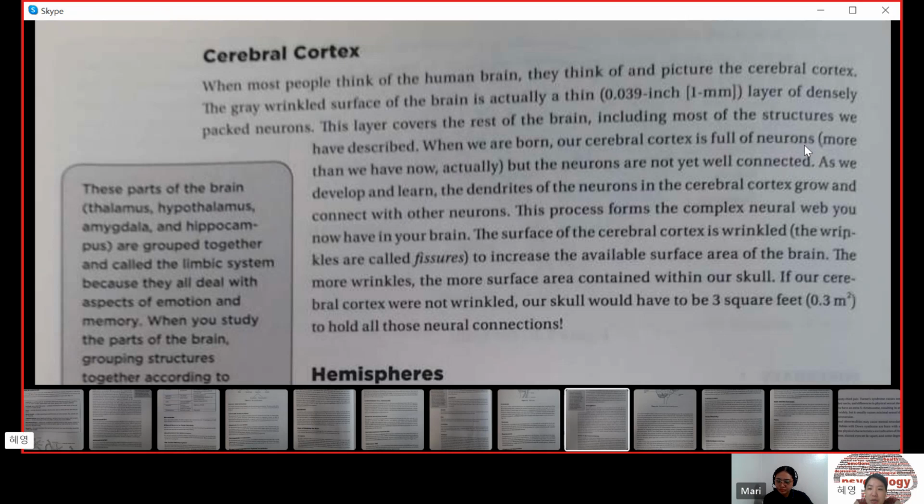The surface of the cerebral cortex is wrinkled. The wrinkles are called fissures, and they increase the available surface area of the brain. The more wrinkles, the more surface area contained within our skull. If our cerebral cortex were not wrinkled, our skull would have to be 3 square feet to hold all those neural connections.